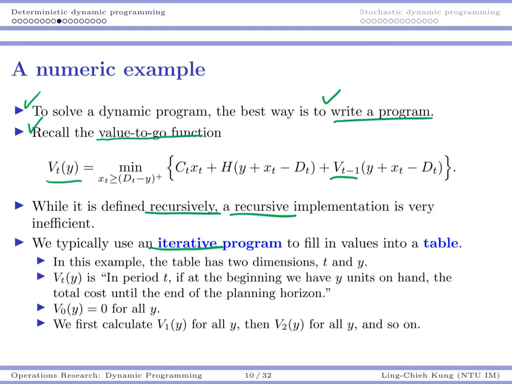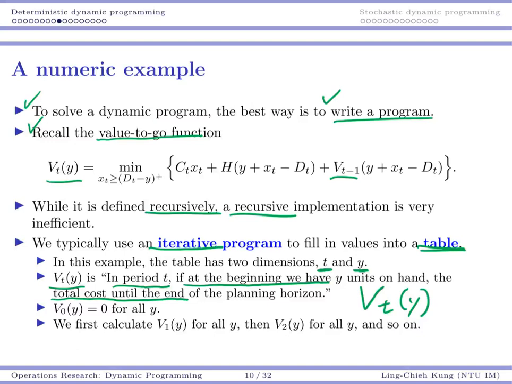What we want to do is create a table which is going to record V_t(y). So if that's the case, we need two dimensions. We need one dimension for t, another dimension for y. V_t(y), again, by definition is that in period t, if the beginning inventory is y, then the total cost until the end is V_t(y).